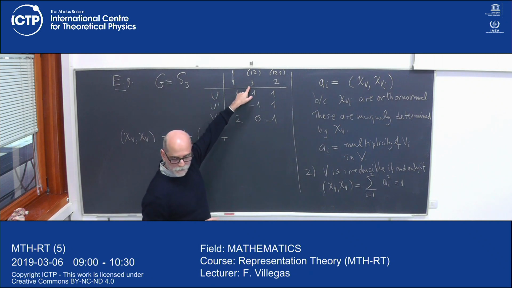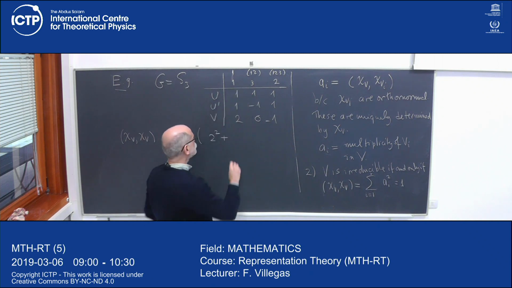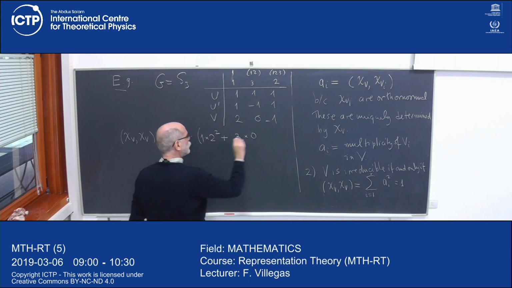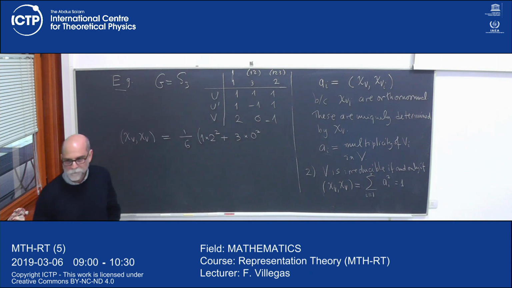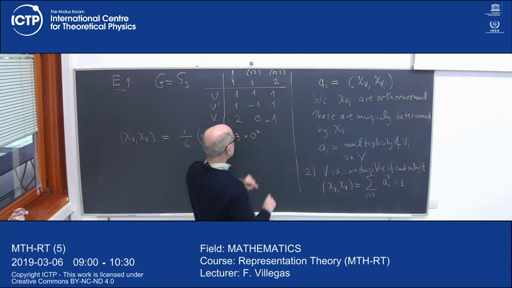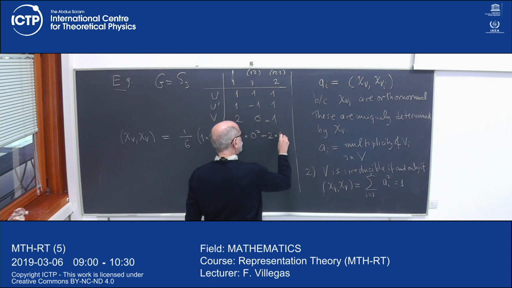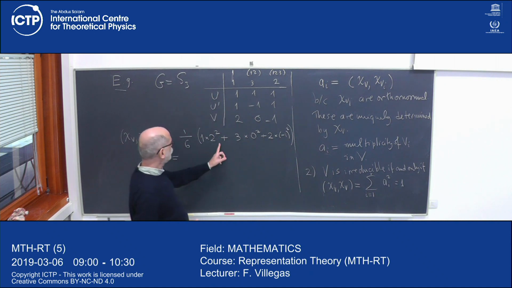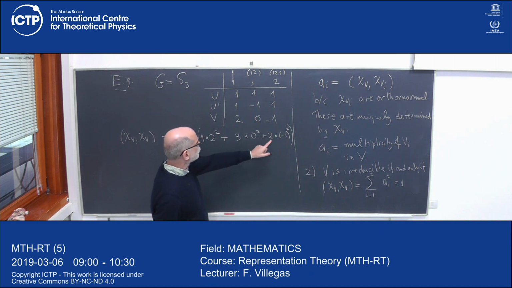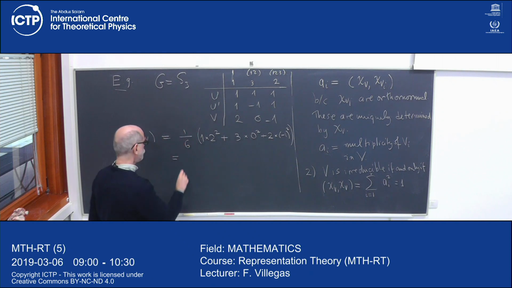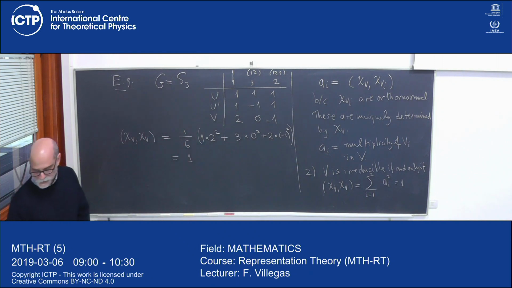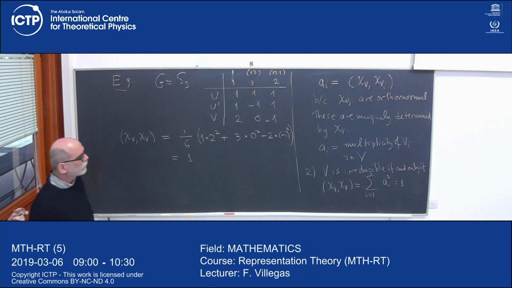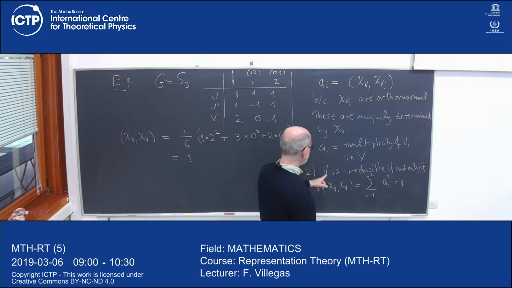Then there's three terms coming from this conjugacy class. So I'm going to write it out like this, just to indicate where the terms come from. There's two terms coming from this conjugacy class. And so this sum better be 6. So we have 4 plus 2, 6, divided by 6 is 1. So this indeed works out.